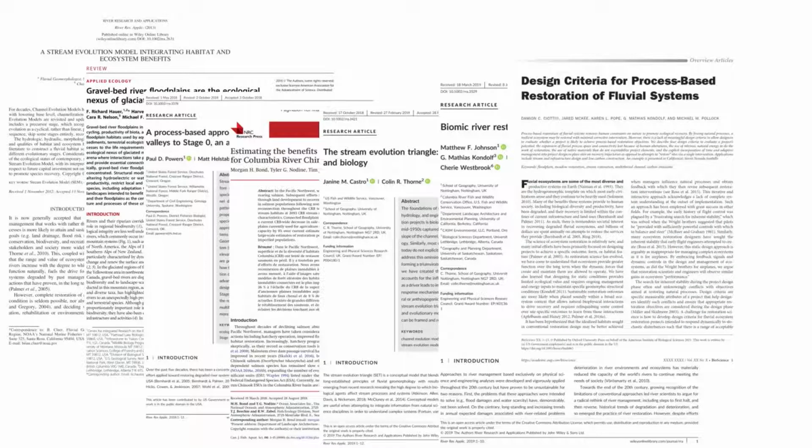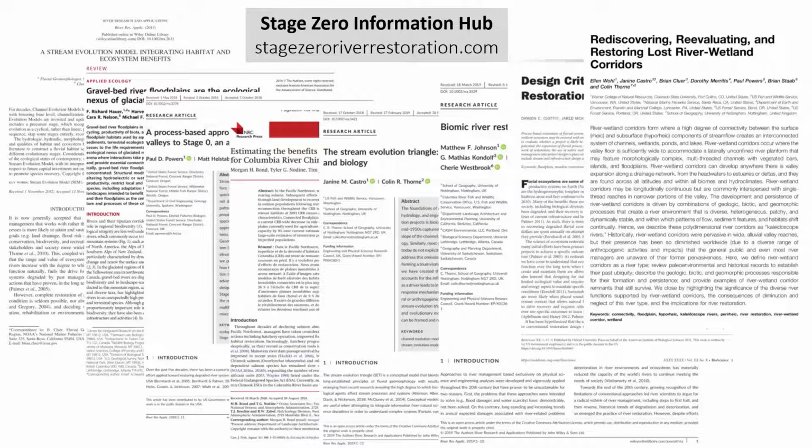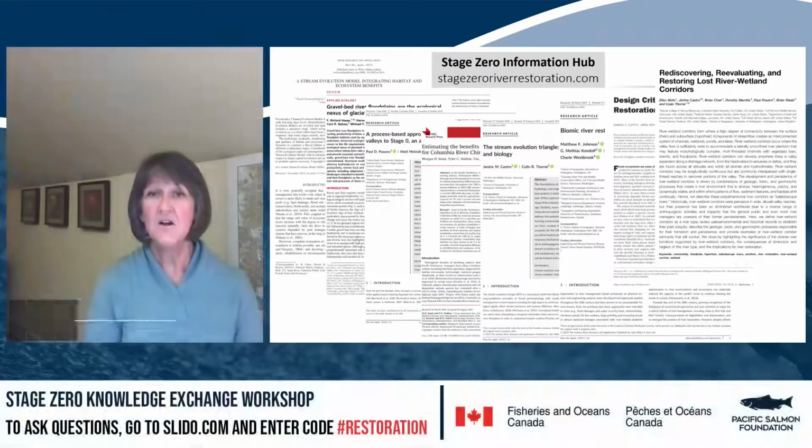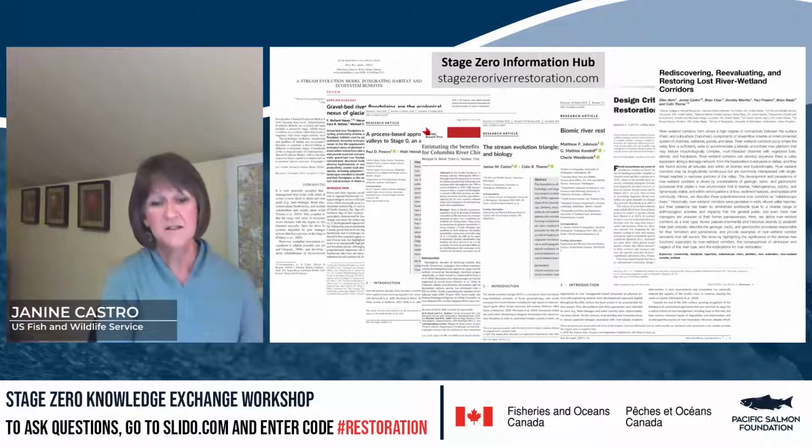And then on the same day in June of 2021, ironically, two papers came out, one by Damien and Jared and others, who you'll hear from today, on design criteria for process-based restoration in Doty Ravine, and also the paper by Ellen Wohl, myself, Brian Cluer, Colin Thorne, Paul Powers, Dorothy Merritts, and Brian Staab. I would definitely suggest that you take a look at these papers. I think it's a nice collection, but you don't have to go find them yourself. You can go to the Stage Zero Information Hub at stagezeroriverrestoration.com. They are all there, with many of the papers, other papers and projects that you will be seeing today.